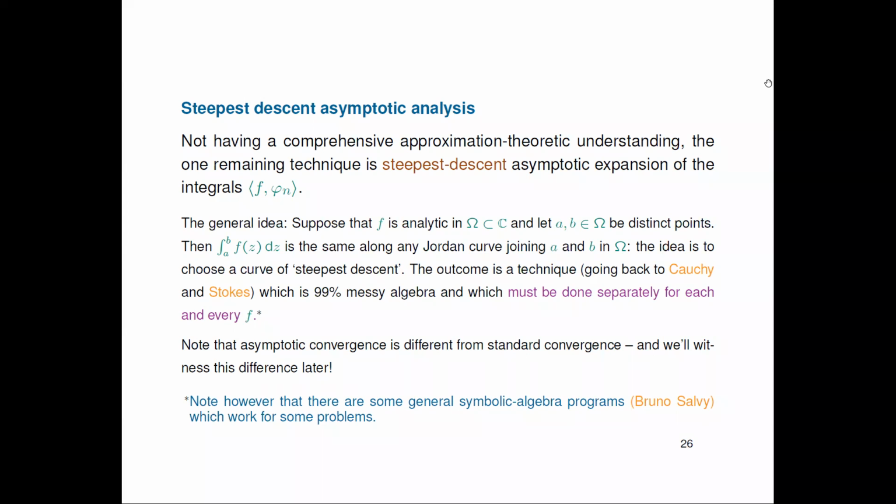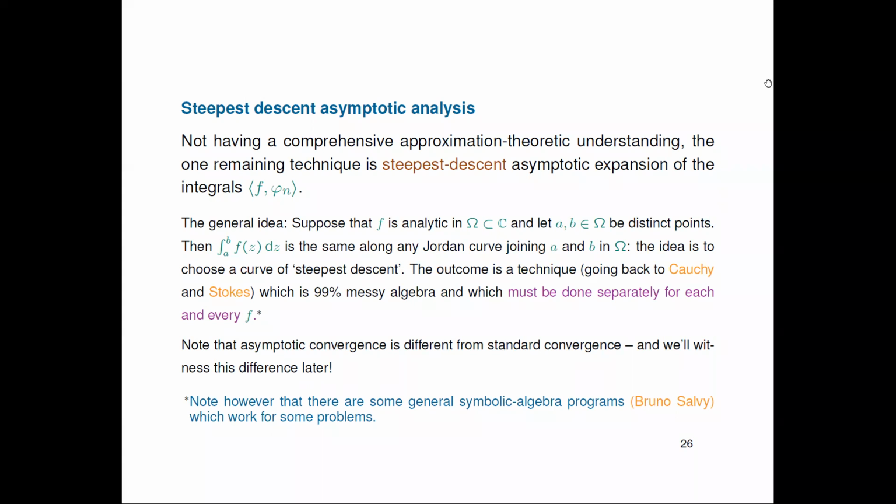People didn't look at it. I can tell you stories about it. And I talked with just about everybody among the leading people working on orthogonal polynomials, and nobody had the faintest idea. However, what can be done is steepest descent analysis.